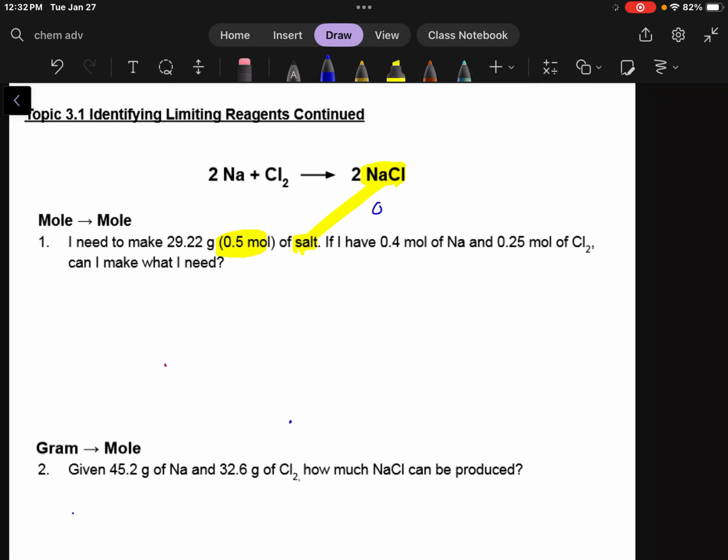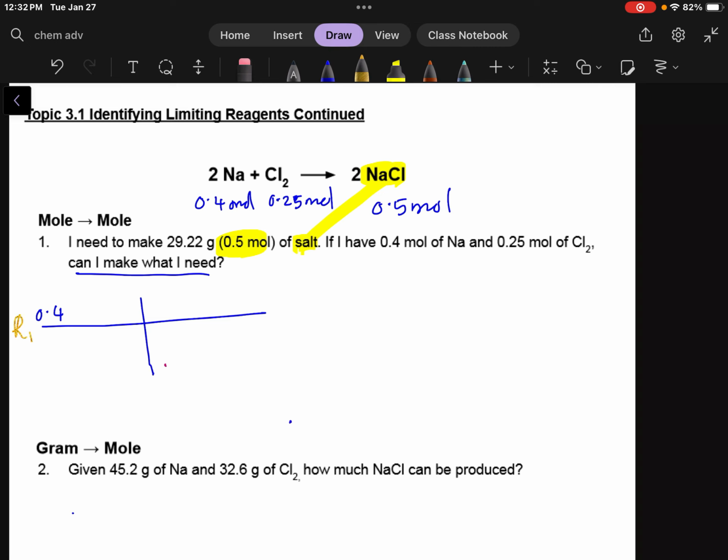So the question says you need 0.5 mole of NaCl and you have 0.4 mole of sodium and 0.25 mole of chlorine. Question: can I make what I need? Okay, let's go and start a T chart. You can do it another way, but a T chart is needed. So we will start from reactant one, which is sodium. So 0.4 moles of sodium.